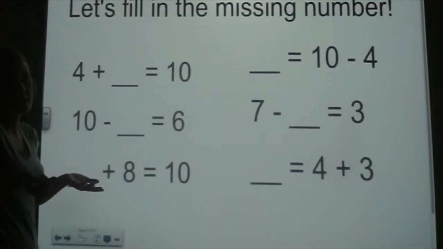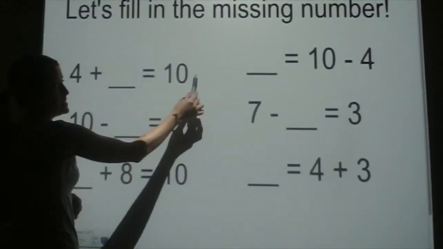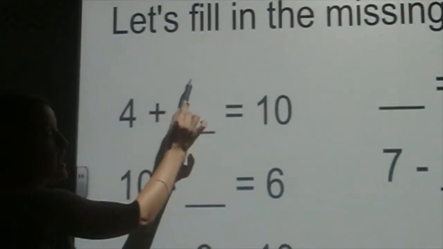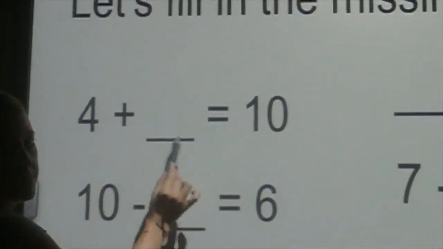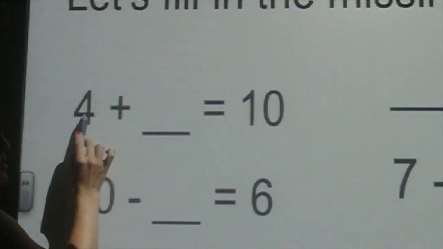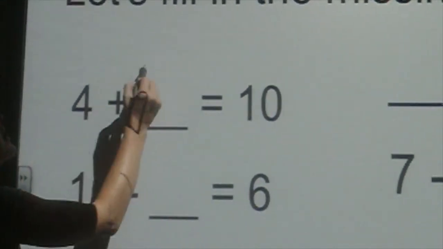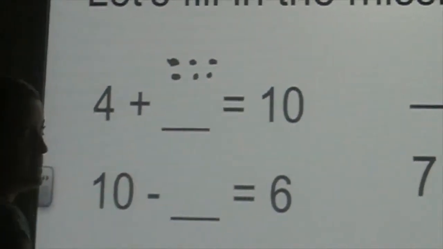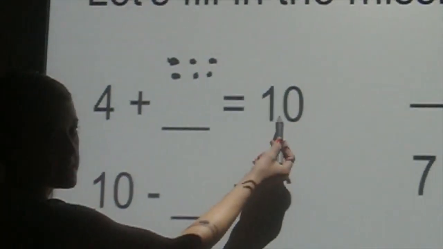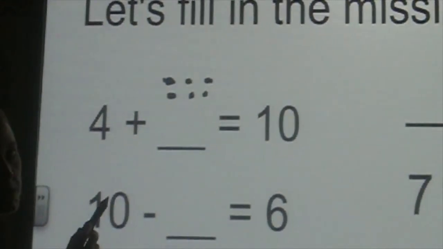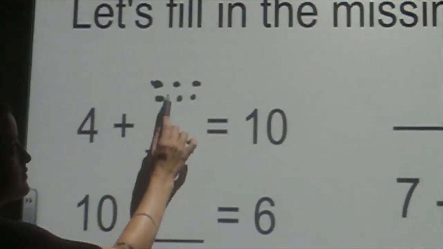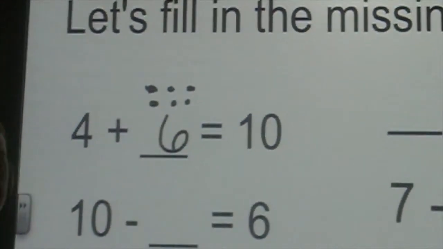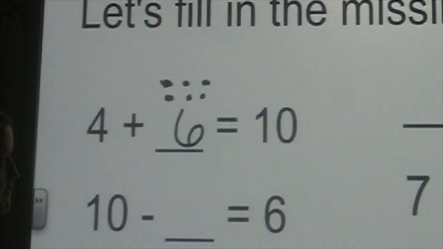4 plus what? Well, we know our sum has to be 10. So we're going to start at the number that we know. We're going to start at 4. And we're going to add until we get to 10. And we're going to find out what number we added. So say 4 in your head. 5, 6, 7, 8, 9, 10. Remember, I wanted to stop because that's my sum. So let's add and see how many we added. 1, 2, 3, 4, 5, 6. 4 plus 6 equals 10. So we solved for that missing number.